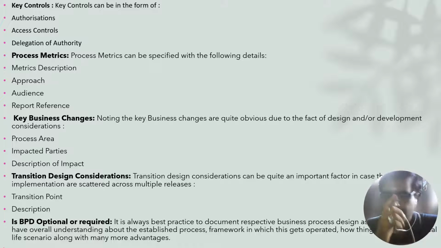How much percentage of discount he is giving. So these are the procurement metrics. You are giving this approach, right? Based on that, you are validating or selecting the particular vendor based on the weightage you are giving. That is called metrics. Then the audience: which persons are monitoring, which persons are involved in providing the process metrics. Everything matters. And then the report reference.